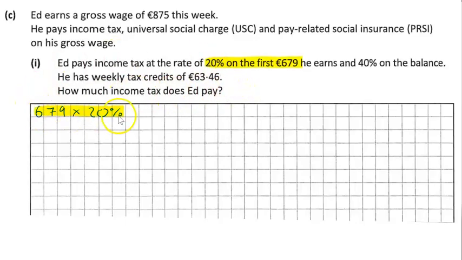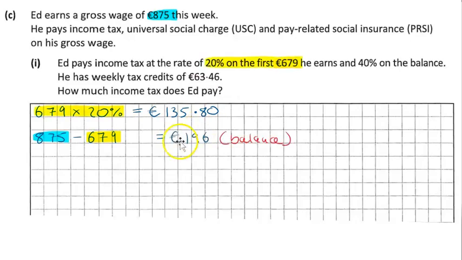So we're going to get 20% of 679 euro. So that's coming from the question. That's 135.80 euro. And then we're going to subtract 679 euro from the 875 gross wage from the start of the question. And that leaves us with 196 euro, which is the balance. So we have to get 40% of the balance. So 40% of 196. So that's 78.40 euro.